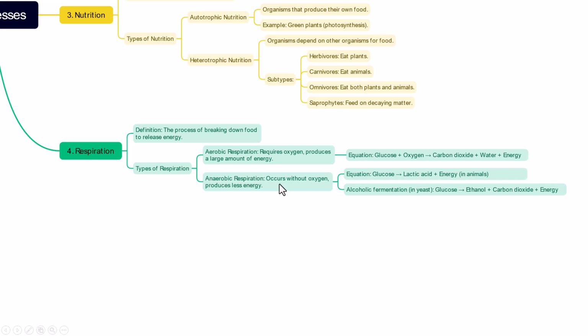Then anaerobic respiration, which occurs without oxygen. So its equation is here. And a very important example that you people have to study under anaerobic respiration, that is of yeast. So its equation is also mentioned here. So you can see that we have included important topics of life processes, and it's a quick overview of the chapter.